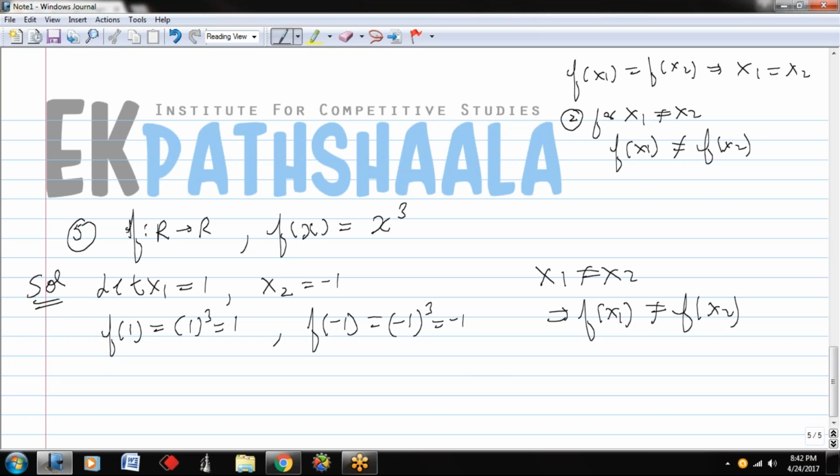Shruti, is that clear to you? Therefore, it is a 1-1 function. Note it down. We'll do it from the previous method also.